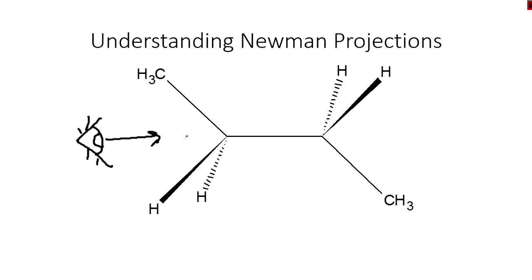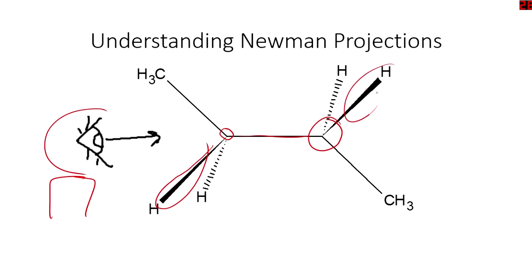And what we do is we pick a direction that our eye wants to look at it in. So in this case, the eye is looking through this carbon and at that carbon. So we're looking essentially down this bond. Things on the right-hand side of this cyclops, there's his right shoulder, will be the wedges, and his left-hand side, which we can't really see, will be the dashes.